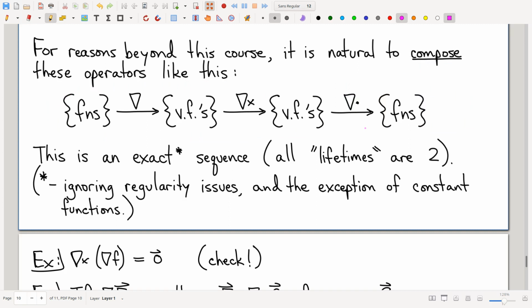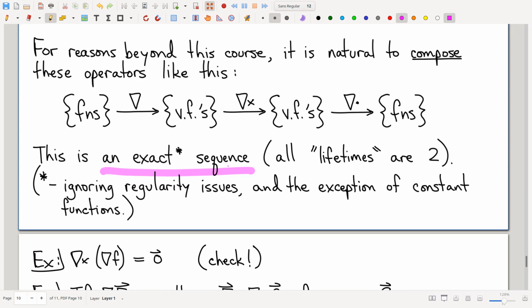And what I mean by natural is that when you compose these operators in this order, shockingly interesting things happen. Now keep in mind, when you take a gradient, that turns a function into a vector field. When you take a vector field and look at its curl, that produces another vector field. Right? You look back at the formula. And when you take a vector field and compute its divergence, that gives you a scalar valued function. Oh, my apologies. So you can compose them in this order, and it turns out that what happens is you get something called an exact sequence.